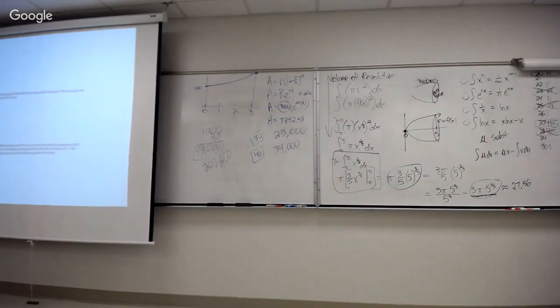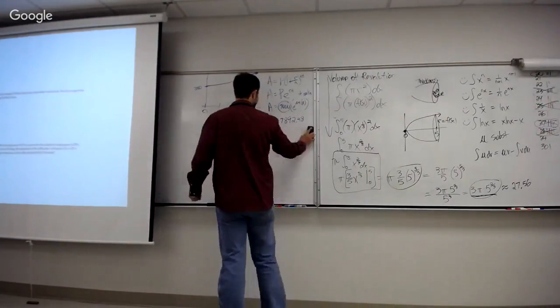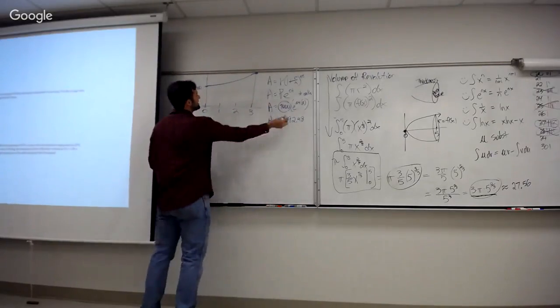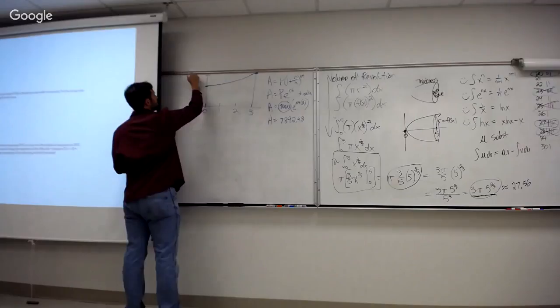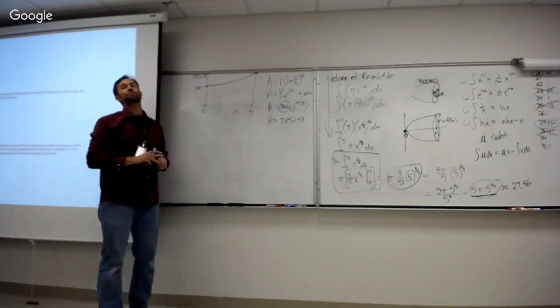Okay, so we didn't even finish this problem yet, did we? Okay, so let's go back to business. So, how much money do we have at the end? 7,892.48. Now they're asking, what's the average amount of money?